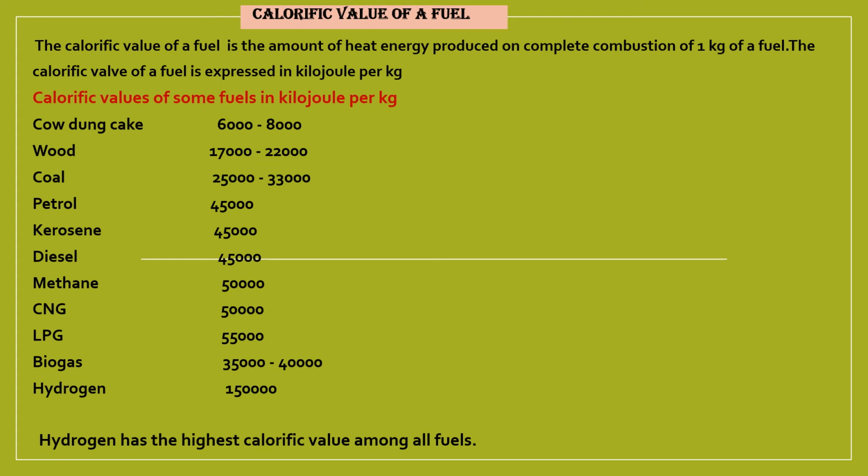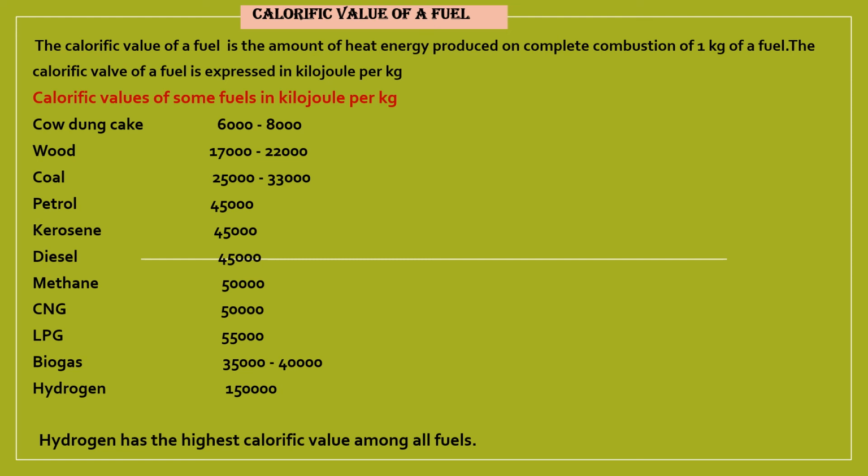Now let us look into some of the calorific values of the common fuels that are available. Cow dung cake has got 6,000 to 8,000 kilojoules per kg. It burns to give that much of energy. Wood gives 17,000 to 22,000 kilojoules per kg. Coal has 25,000 to 33,000 kilojoules per kg. Petrol 45,000 kilojoules. Kerosene 45,000. Diesel also 45,000. Methane and CNG has got 50,000 kilojoules per kg.